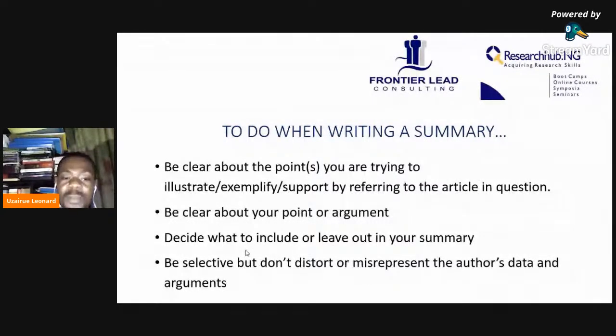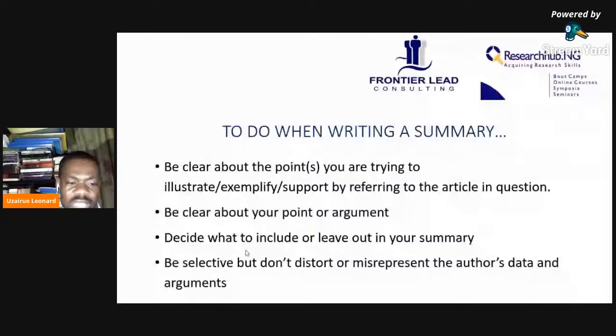Then the next one is to be clear about your point or argument. Now, are you making a supportive argument? Is this finding of this article supporting your own study, or is it presenting another perspective on your study? These are what form your justification or your statement of problem, because the points of these articles you are looking at will form the basis upon which you say, okay, based on this and this, this has been done, this is already known, but because of this and this that is not yet known, this is the reason why I'm doing this study.